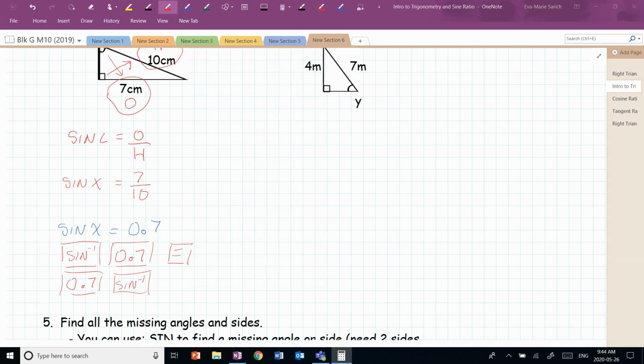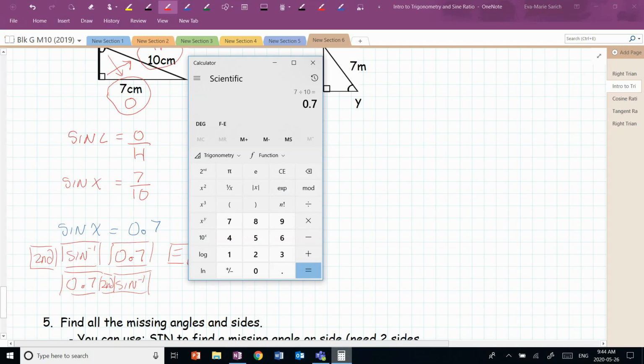So maybe I better put this on here that you need the second function. And then that would mean in here you'd need the second function, okay? So I'm going 0.7, second function, sine inverse. Let's clear this just so we go through the whole process. So start with 0.7. Then we're going to go second function, sine inverse, and we get 44.4.